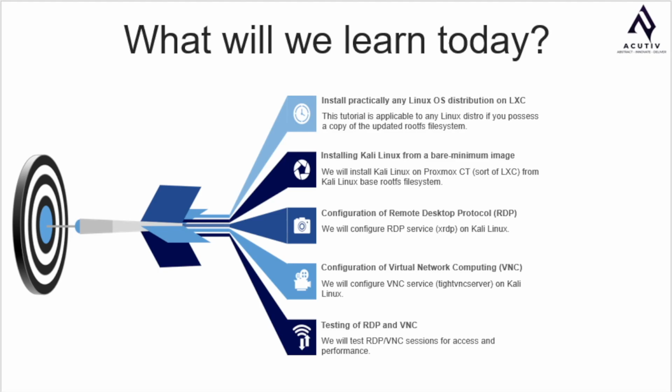Also, we're going to be configuring the remote desktop protocol, RDP. There's a package called xrdp in Debian, and that's something that we'll install. Also VNC, the TightVNC server that comes with the Kali packages. And we're going to test the RDP and VNC sessions to see performance and see how it goes. Okay, so let's get started.